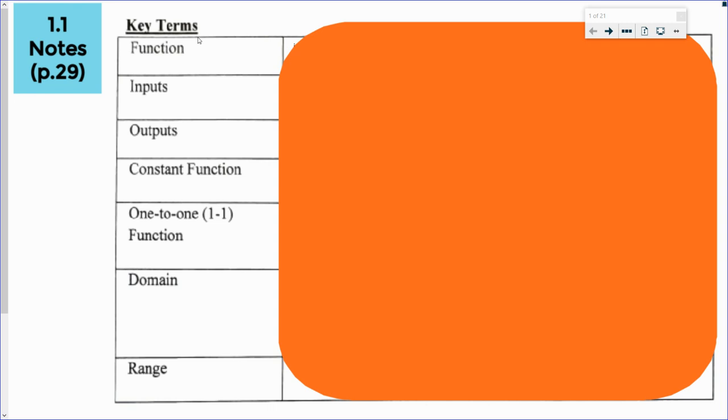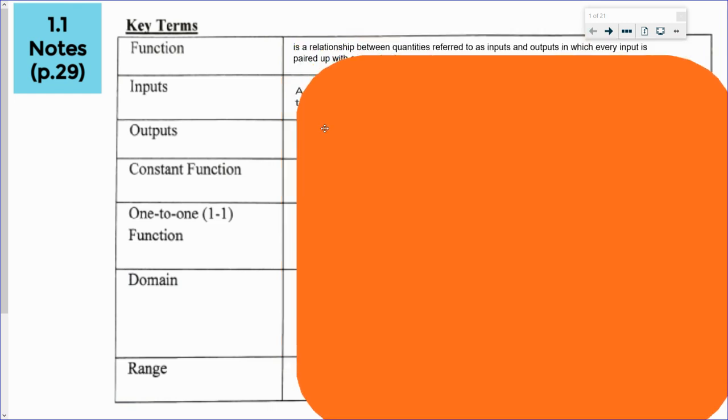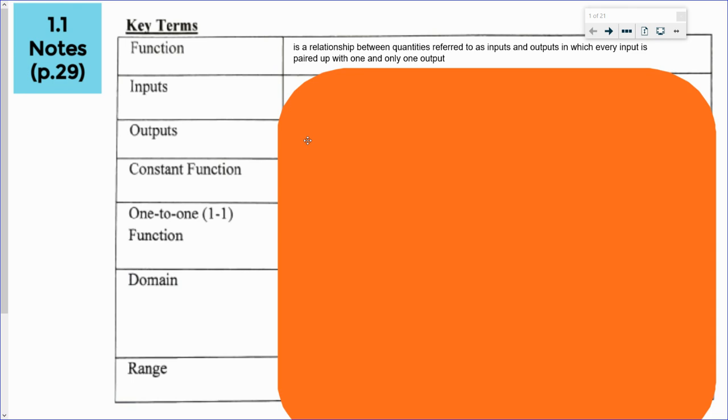Okay, so moving on, let's talk about functions and inputs and outputs. A function is basically a relationship. We normally think of a function as an equation, where we have inputs and we have outputs. And the important part about a function is that every input is paired up with one and only one output. So if you think of your x's being your input, your y being your output, your x and your y will only be paired up with one. For every x, you'll only have one y.